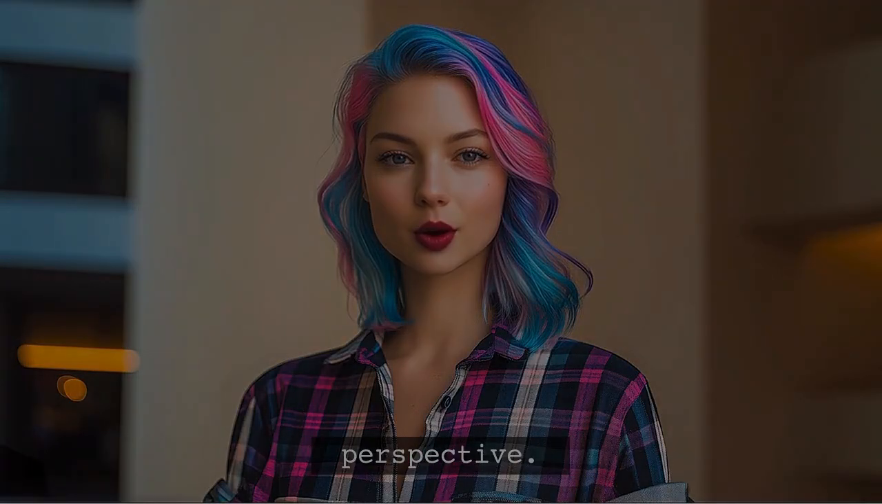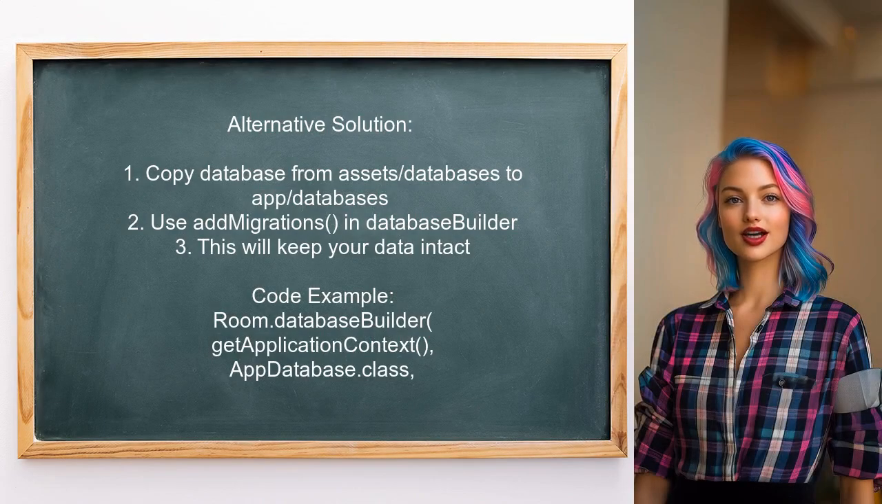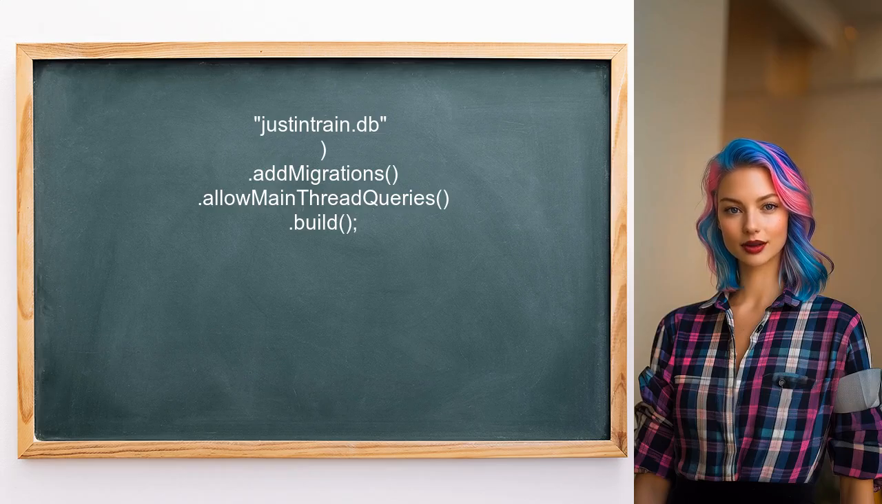Let's see another perspective. One alternative approach is to copy your pre-populated database from the Assets folder to the App's Databases folder. Then, when setting up your Room database, make sure to add migrations using the Add Migrations method. This will help retain your data.